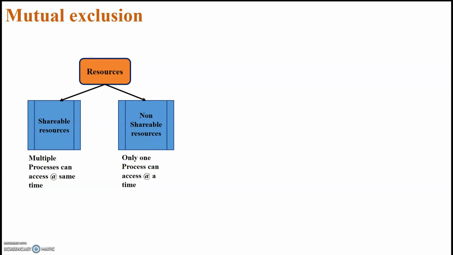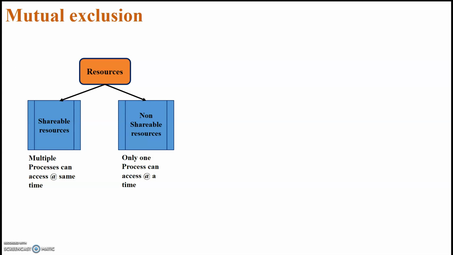What is mutual exclusion? So resources are shareable resources as well as non-shareable resources. Shareable resources means multiple processes can access at the same time. So shareable resources here can be a file which can be accessed by multiple processes at the same time. Non-shareable resources here, the example would be a printer. That means only one process can access at the same time.